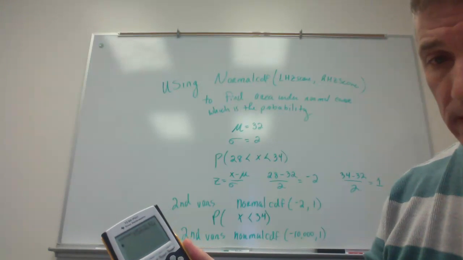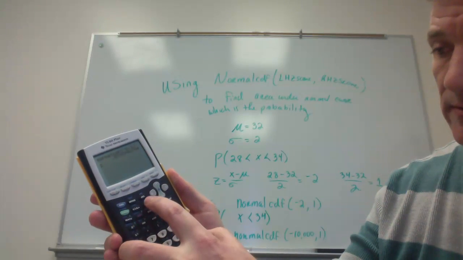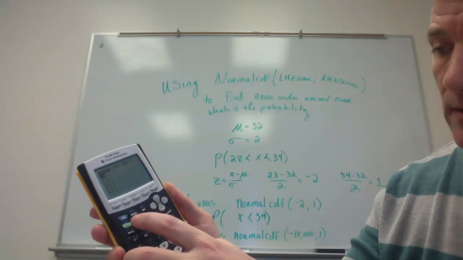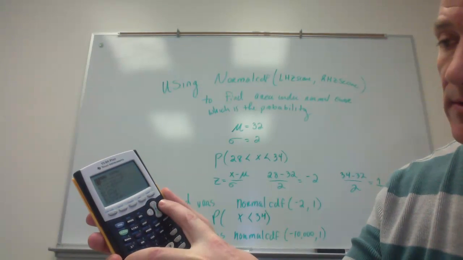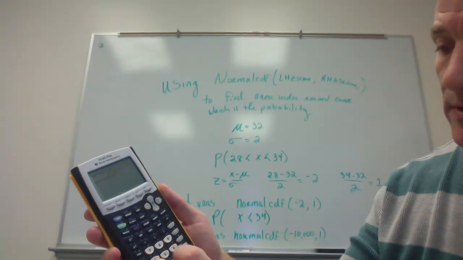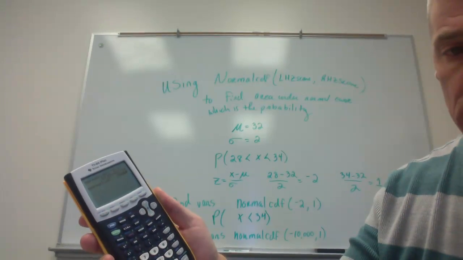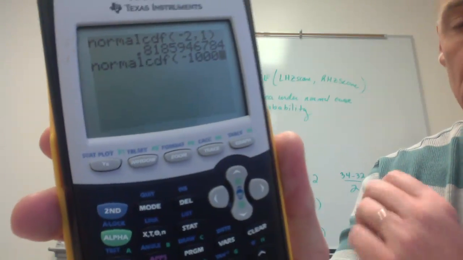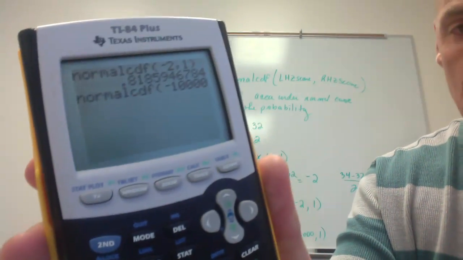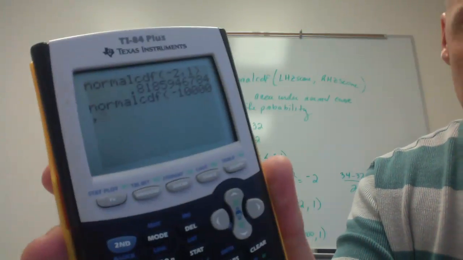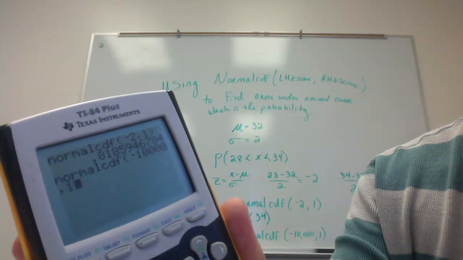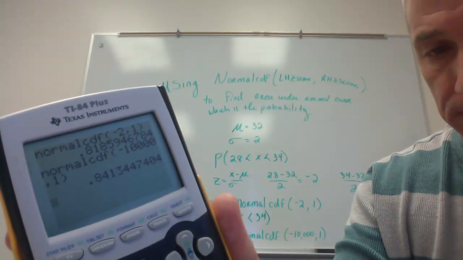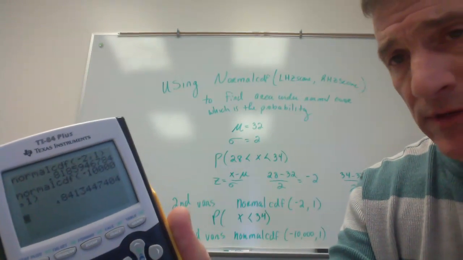So, again, second vars, down to number 2. I'll type negative 10,000. There it is, negative 10,000. I need one more 0. I hit my comma. I hit my 1, my parenthesis, and my enter. And that's 84% of the area.